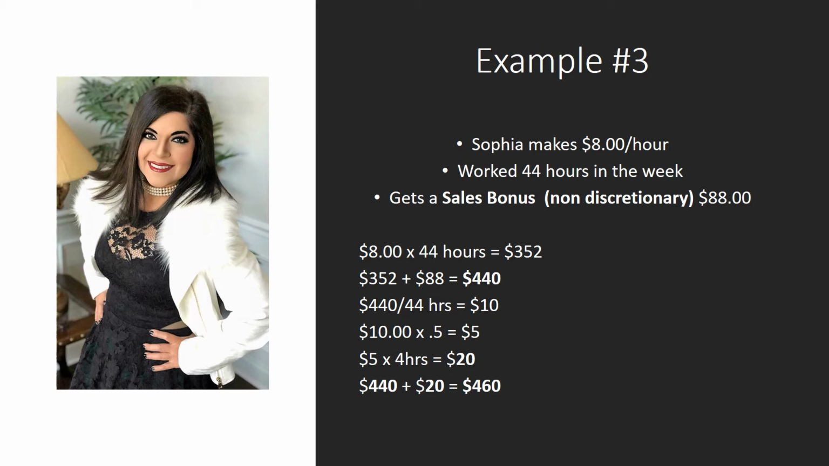So $5 times the 4 hours of overtime is 20, because remember, we already got the regular rate when we did the first calculation of 8 times 44. We got the regular rate on the 4 hours there. We just need to get that half time, okay? So that's $20. So you take your $440, 352 plus the bonus, 88, plus the half of the overtime, which is $20, that's 460. That's how the Wage and Hour Division wants us to calculate a non-discretionary bonus.